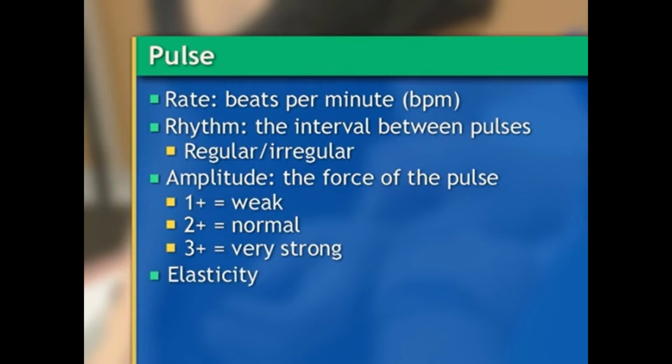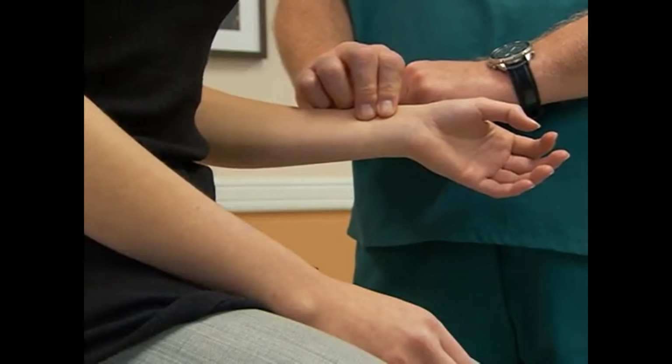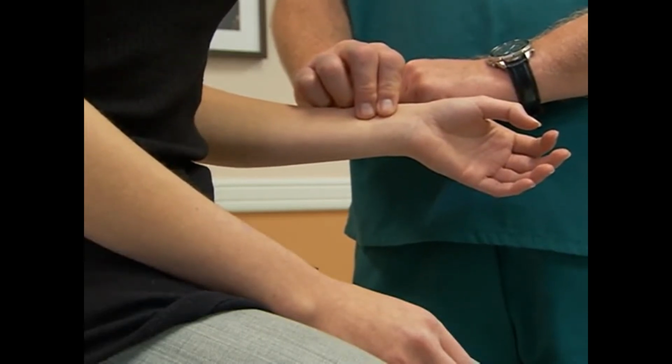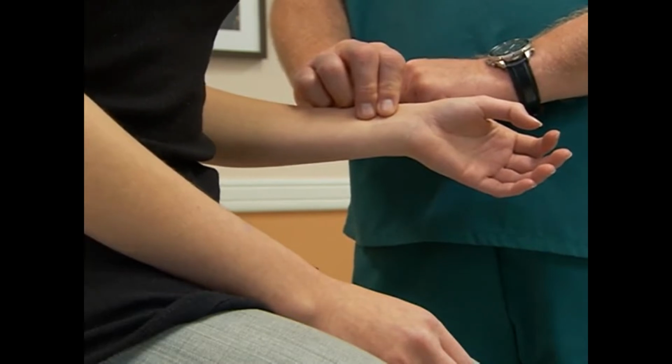Note elasticity. Normally, the artery should feel smooth and resilient. Abnormal findings include nodular or stiff. While looking at the second hand of your watch, assess the radial pulse by pressing the site with the pads of your index and middle fingers together. Take care not to press so hard that you obliterate the pulse.